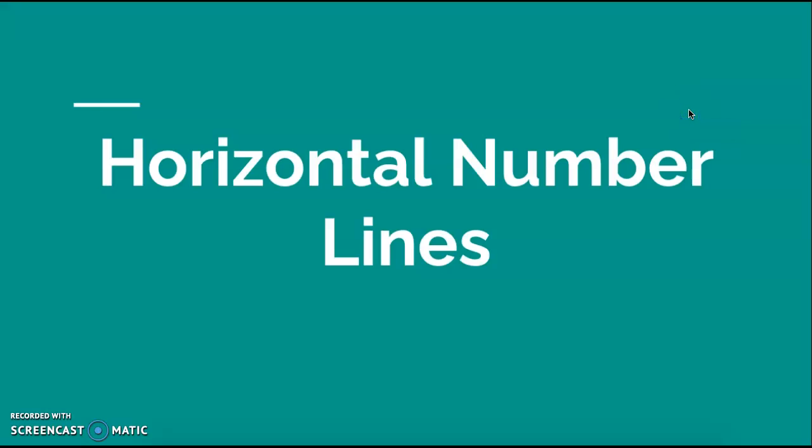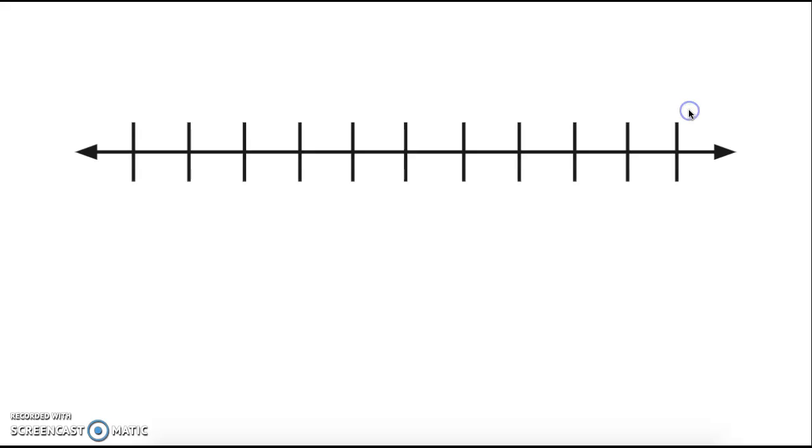All right, our next section is all about horizontal number lines. Horizontal is across. So these are number lines that are going from left to right like this. I'm going to ask you to just interact with your screen. For this, you don't necessarily have to write anything down unless you would like to.